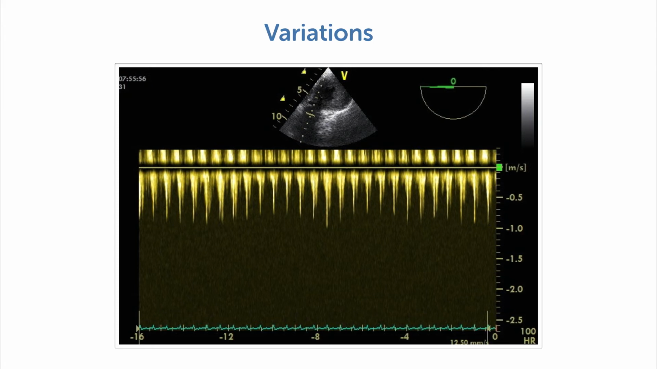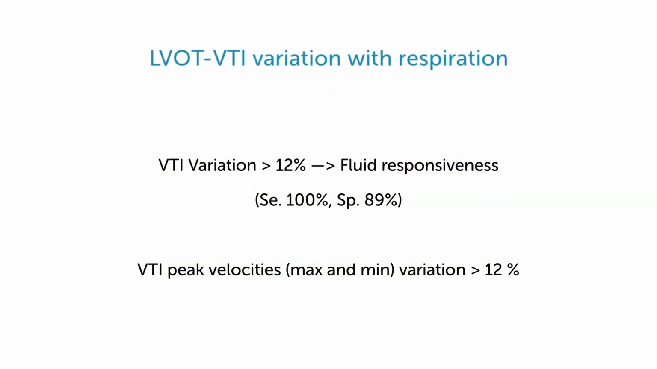To calculate such a parameter, we have two possibilities. The first one is to make a contour of the tallest and of the smallest curve on our image. And the second one, if you don't have a lot of time or you are a little bit lazy, you only have to mark a point on the tallest and smallest peak velocity. A VTI variation of more than 12% indicates fluid responsiveness with a sensitivity of 100% and a specificity of 89%. And the same is true for the peak velocity.